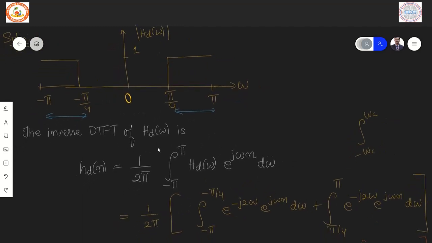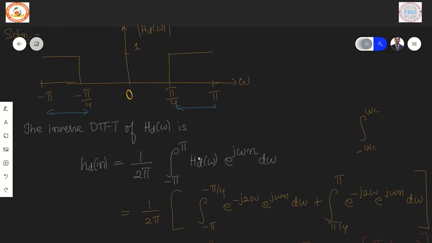The inverse DTFT of HD of omega is computed now. As we know from the definition of inverse DTFT, HD of n is 1 by 2 pi, integral from minus pi to pi, those are the limits, of HD of omega, this is the input, multiplied with e power of j omega n d omega. This is from the definition of inverse DTFT.